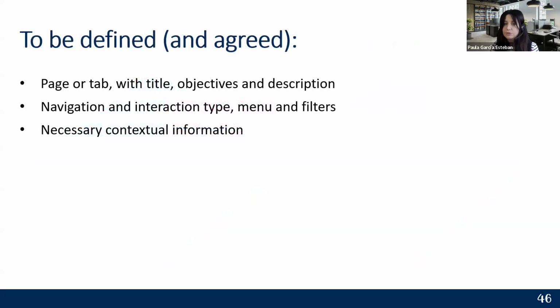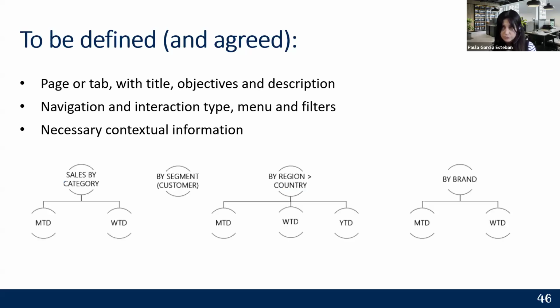And then we need to define every single page with a title, with objectives, and ideally a little description. And if we are talking with the users, they ideally should do it. Then how we are connecting the different pages: the navigation and the interaction type, how the menus are going to be, and the filters I need, and if we need more contextual information or not.